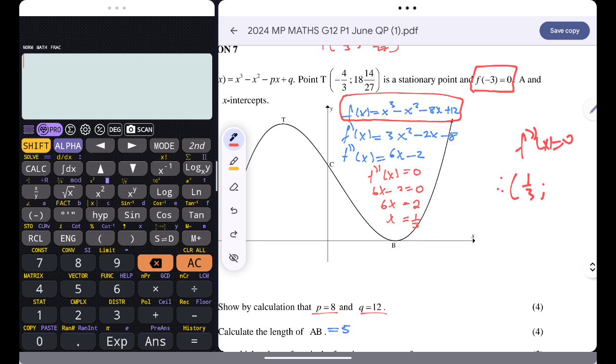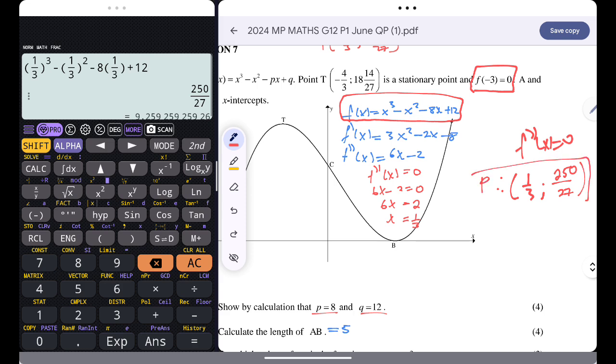Right, together. So how can I find the corresponding value of y? That's 1 over 3, the x value at the point of inflection, cubed minus 1 over 3 squared minus 8 times 1 over 3 plus 12. So this would basically give me 250 all over 27. This is the point where the graph changes its concavity.